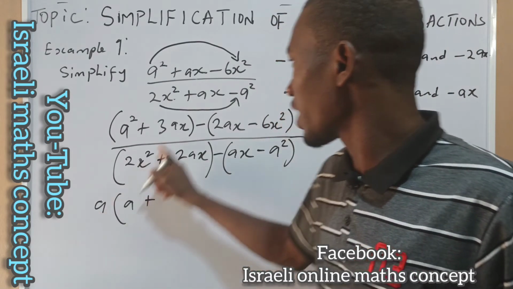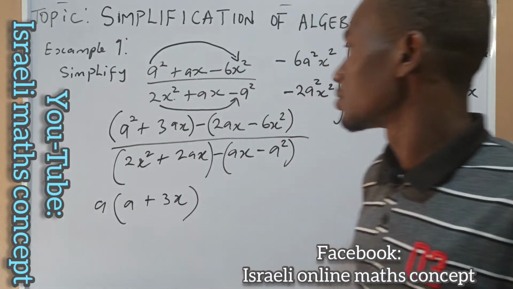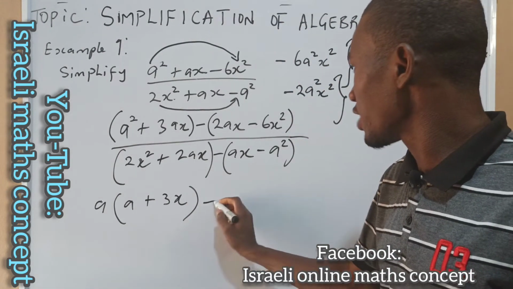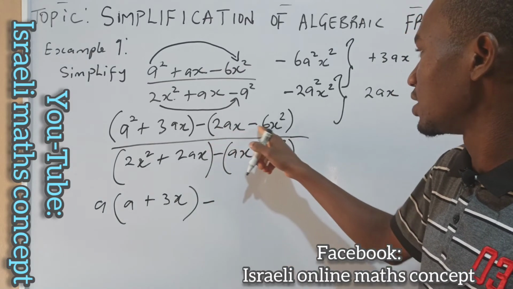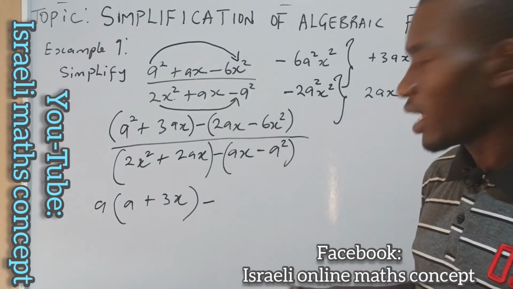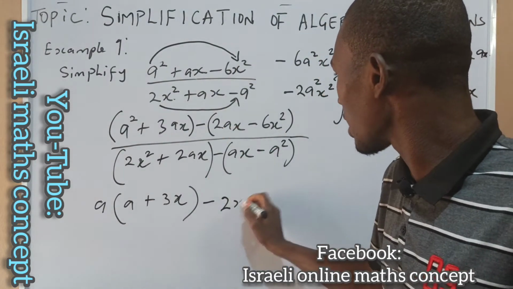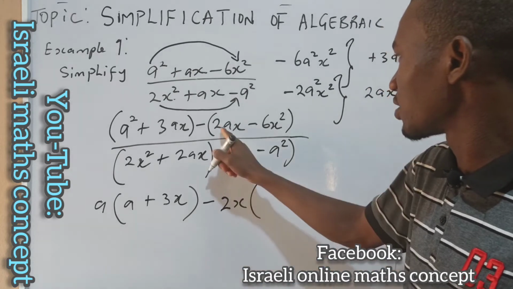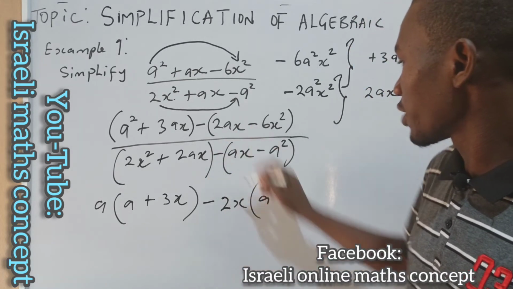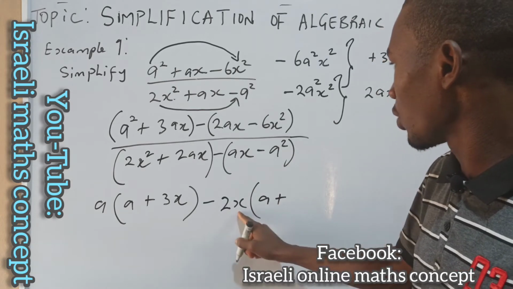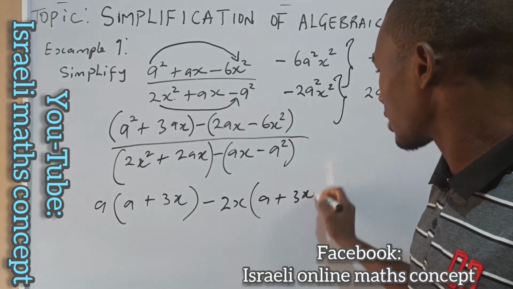Plus, divide 3ax, we are left with 3x. We close the bracket. Then minus, what is the common factor that can divide 2ax and negative 6x squared? The common factor is 2 and x. Now 2x divide 2ax, we are left with a. Minus times minus is plus, then 2x divides 6x squared, we are left with 3x.